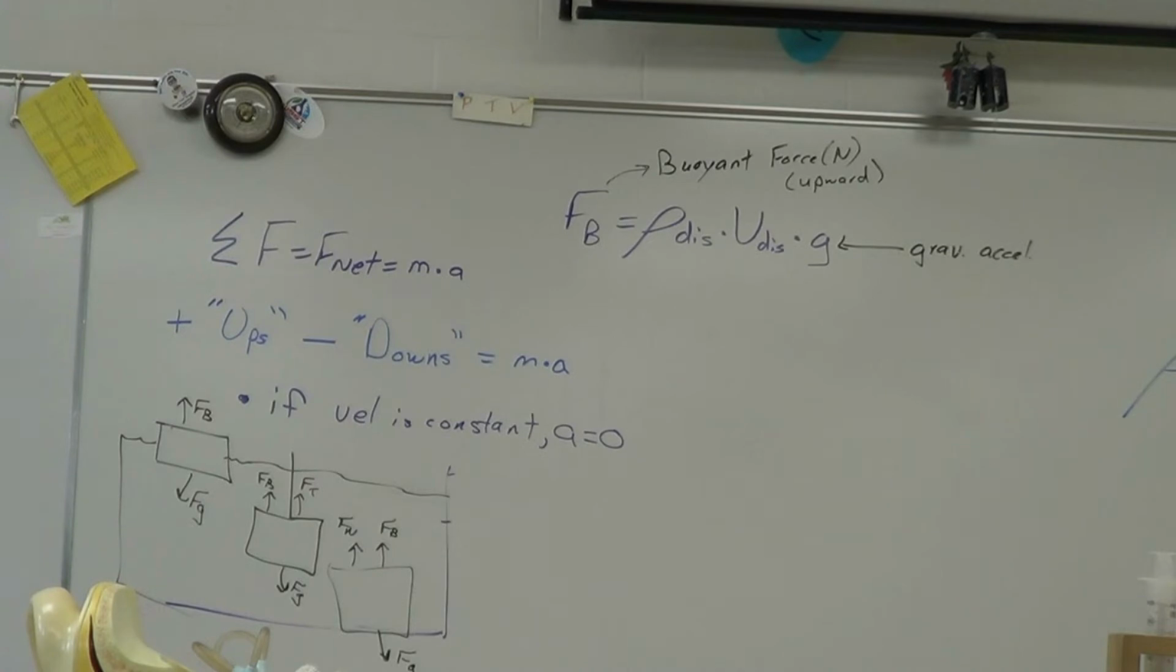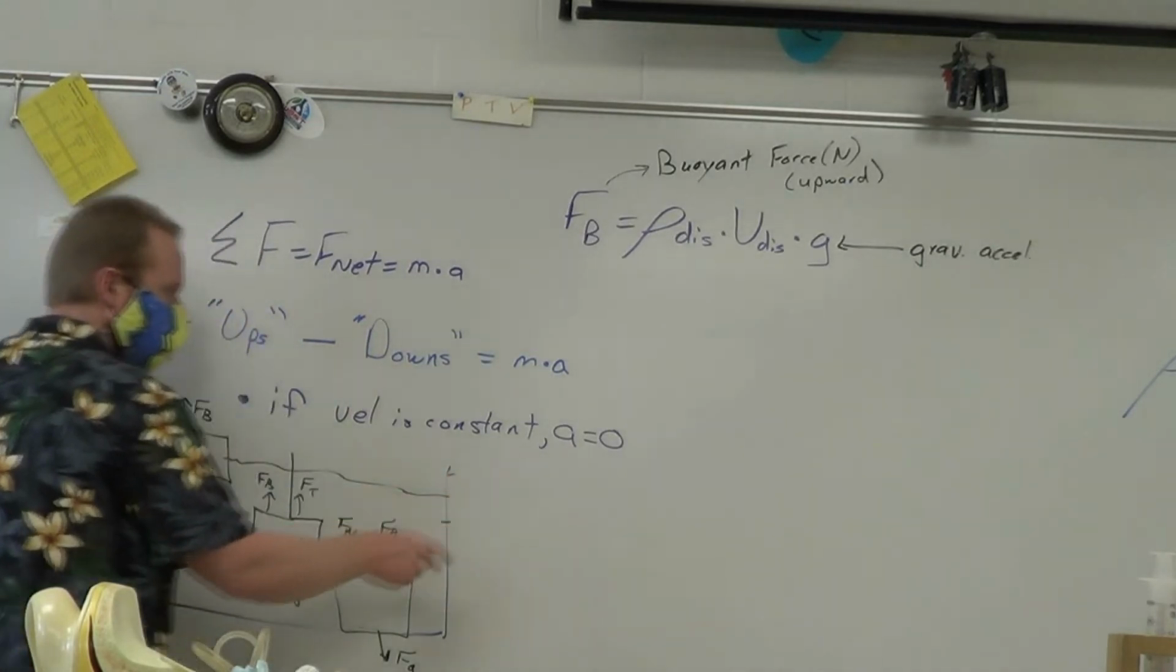What's true about the velocity of a block floating on the surface, is it constant or changing? Come on, help me out here. Object's floating on the surface. Is the velocity of that object constant or is it changing? Pretend there's no waves. It's constant, which means my acceleration would be zero.